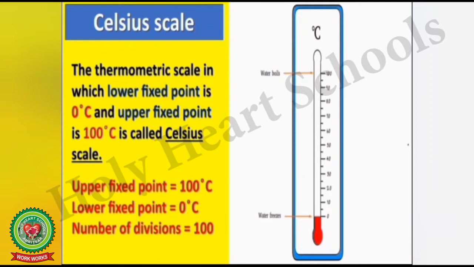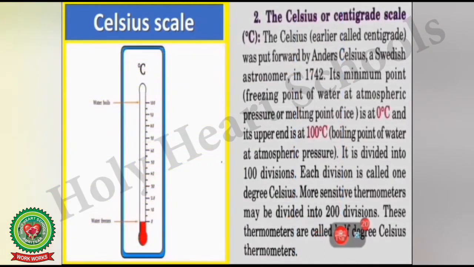Students, the thermometric scale in which the lower fixed point is 0 degrees Celsius and the upper fixed point is 100 degrees Celsius, and the total number of divisions between lower fixed point and upper fixed point are 100. Let's read from the book for better understanding.